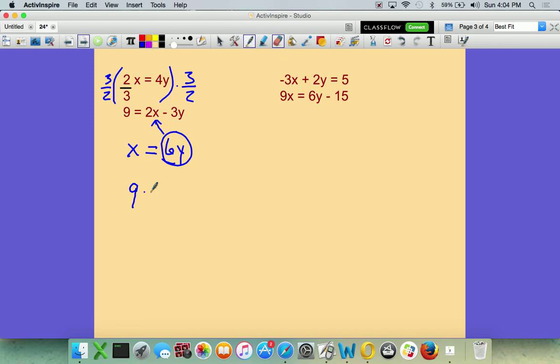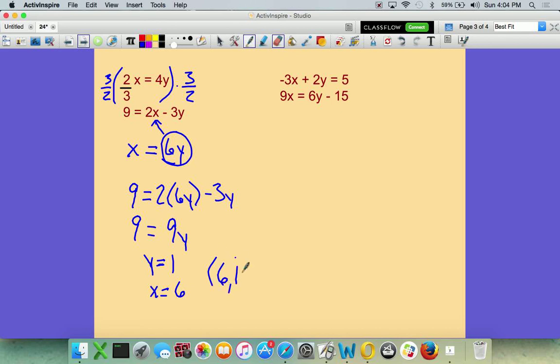So 9 equals 2 times 6y minus 3y. 9 equals 12y minus 3y is 9y. y has to equal 1. And then if we plug that in here for y, well then x has to equal 6. That's the fastest, easiest way possible for this one.